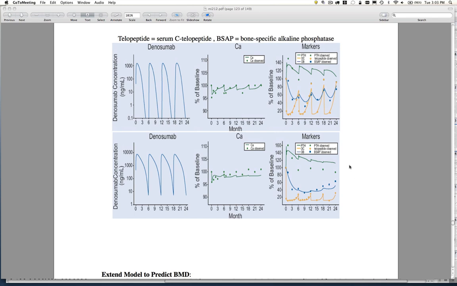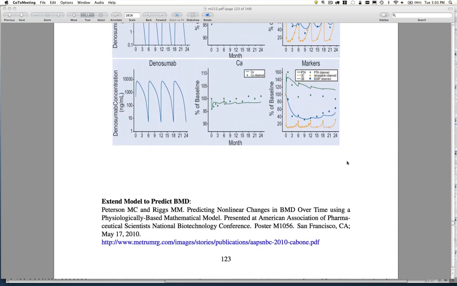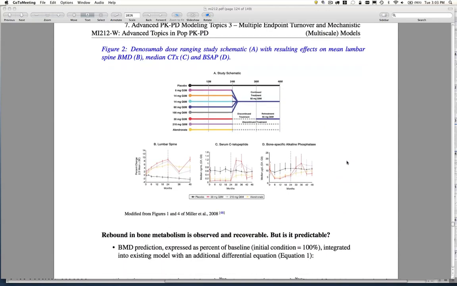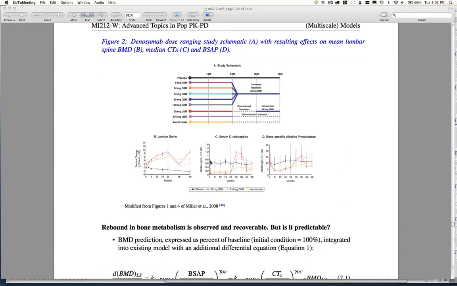And much like Guyton, who was sort of shunned and laughed at for his system, there was a bit of disbelief that you'd see any such rebound until they completed a study where they actually stopped therapy. And lo and behold, in those treatments where they stopped therapy, there was a rebound up above baseline, and then with reintroduction of therapy, there was a decline again. So the question at hand was, the rebound in bone metabolism is observable and recoverable.